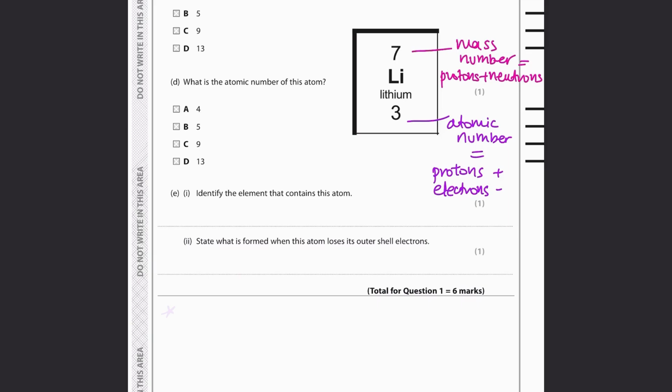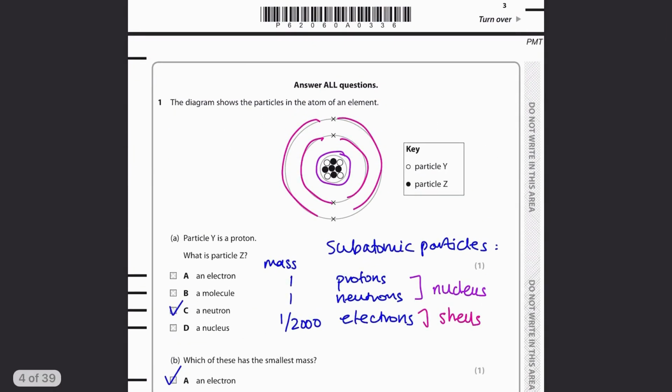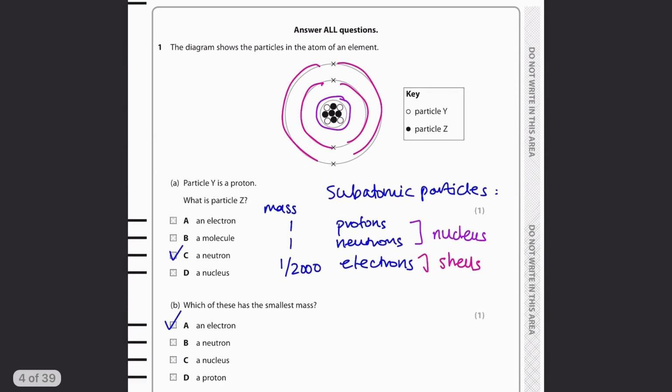Since protons is 3 in this case, and the total is 7, what would be neutrons then? It would be 4. So for lithium, it's got 3 protons, 3 electrons, and 4, which comes from 7 minus 3, 4 neutrons. All right, so knowing this knowledge now, let's go to this actual element and try to work out the number of protons, neutrons, and electrons.